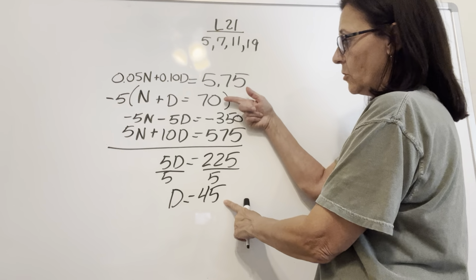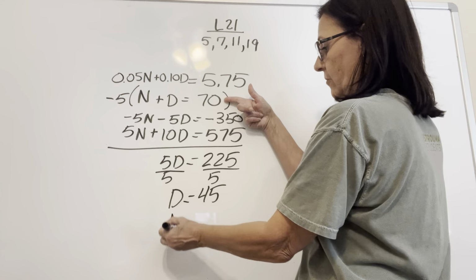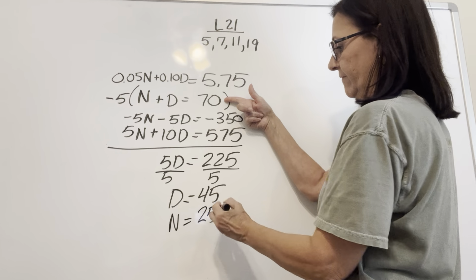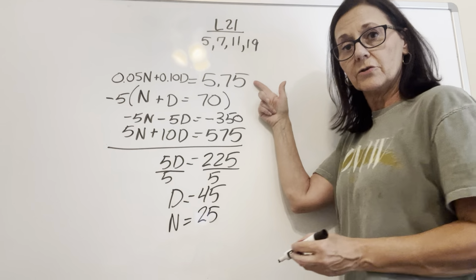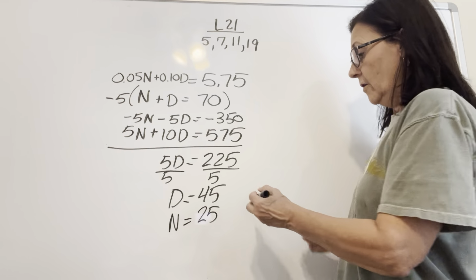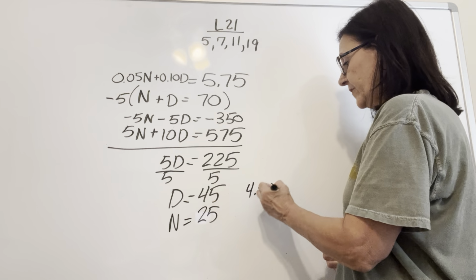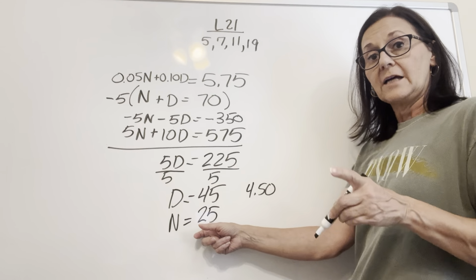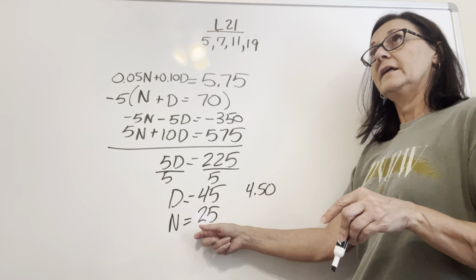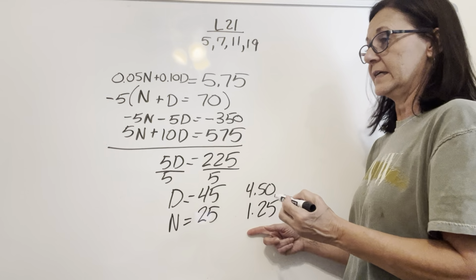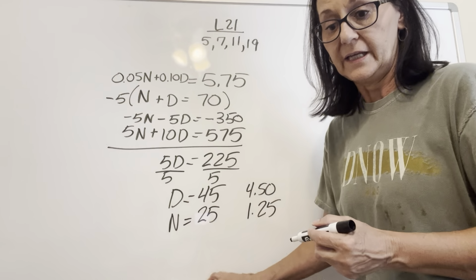I have a total of 70 coins, so nickels plus dimes has to equal 70, so there are 25 nickels. Now I'm going to make sure that my answer adds up to $5.75. 45 dimes is $4.50. 25 nickels is $1.25, since 20 nickels make a dollar and 5 is 25 cents. That in fact is $5.75.